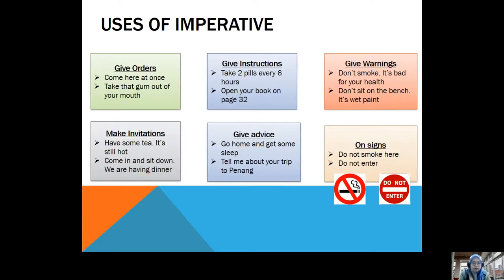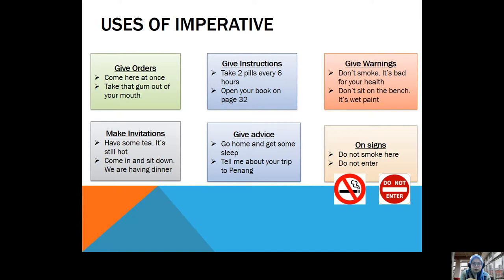Okay, for imperative, they have their own functions. Okay, dia ada fungsi-fungsi dia imperatives ni. The first one is to give orders. Okay, kasih arahan. Come here. Take that gum out of your mouth. Close your door. Okay, go sleep. Itu kasih arahan lah. Okay, so one of the functions is to give orders.